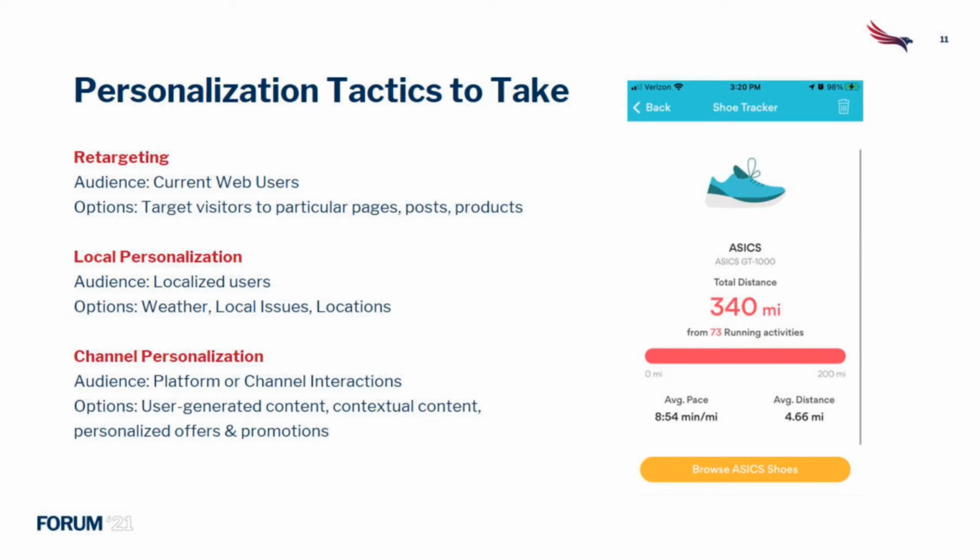So an example of all 3 of these tactics in practice is this app that ASICS has. Basically, when you purchase your running shoes through ASICS, you can load them into this app. They retarget based on the shoes that you've purchased in the past or browsed in the past. They will give you recommendations for running routes based on the weather in your specific area. And then when you hit your mileage on your shoes, they automatically send you an alert to purchase new shoes.